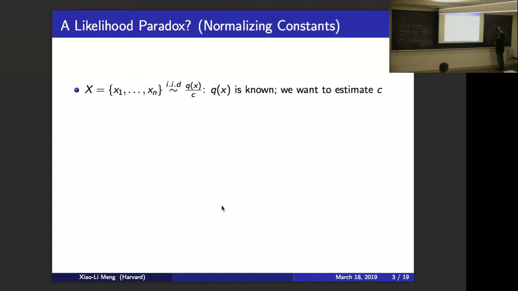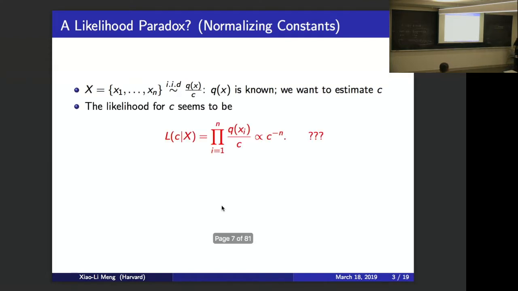Because we know the whole distribution had to integrate to 1, so therefore the C had to be determined by this integration, right? So the idea, if I have the draws from it, it seems like I should be able to just do this. Well, let's try to do the likelihood way of doing this.